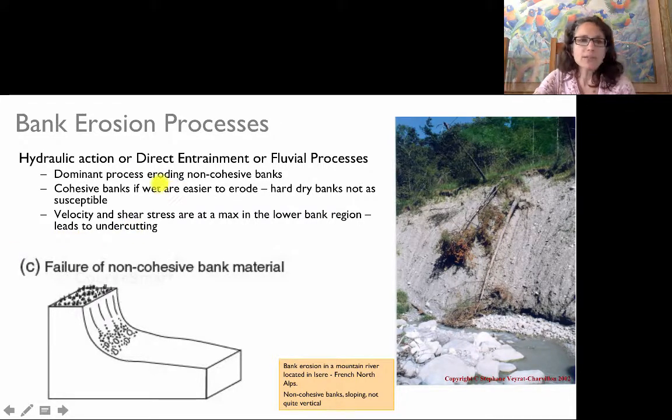So direct entrainment, this is what we usually see for non-cohesive banks. So you can tell this bank line is non-cohesive because it's not vertical, right? So it's sloping, not quite vertical. And this will happen more for the sand size and gravel size particles. So the non-cohesive size particles, little larger ones. And this will occur when the velocity and the shear stress are high enough in the lower region of the banks, and they start plucking away at that material. And then eventually you end up with some failure.